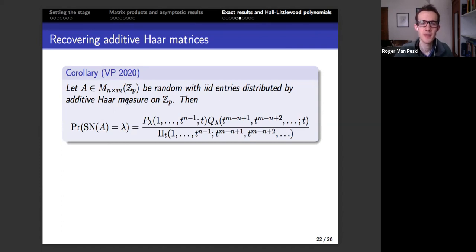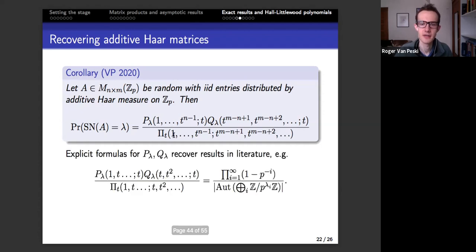And so this means that by taking a limit of the previous result, we get this result that the singular numbers of additive Haar matrices are also given by a Hall-Littlewood measure. And in particular, using explicit formulas for Hall-Littlewood polynomials, you can recover the results of Friedman-Washington. You can also recover a bunch of other formulas in the literature. And you have to know what the formula is for this number of automorphisms, and what explicit formulas are for these things, but these are all written down.